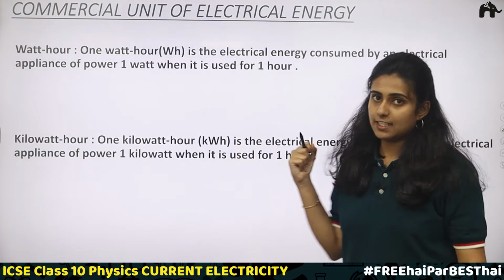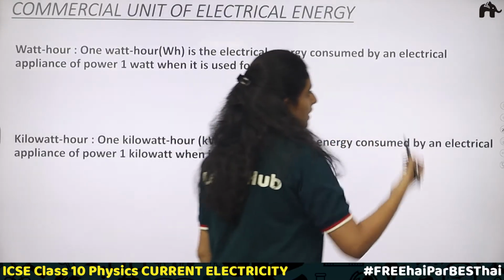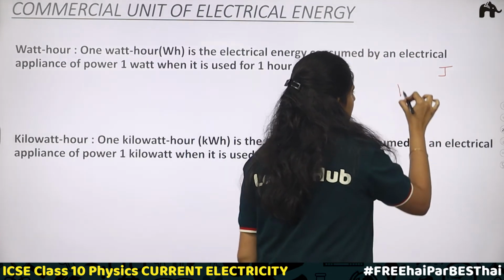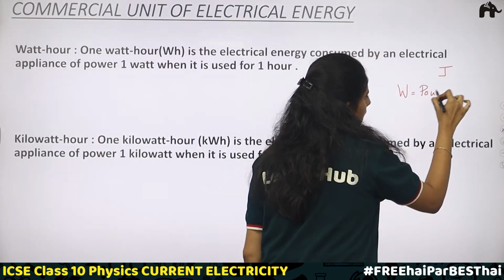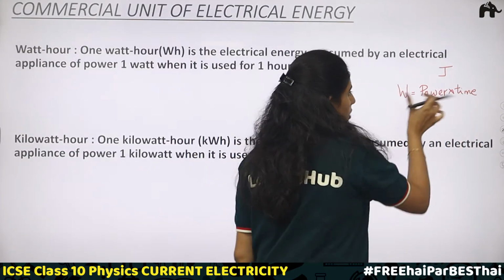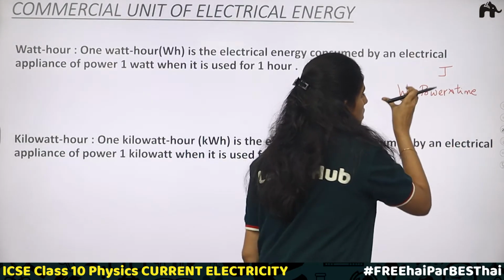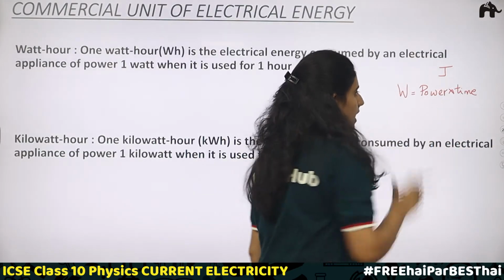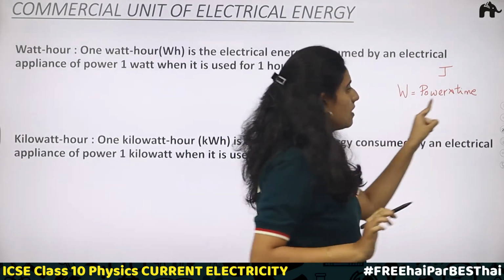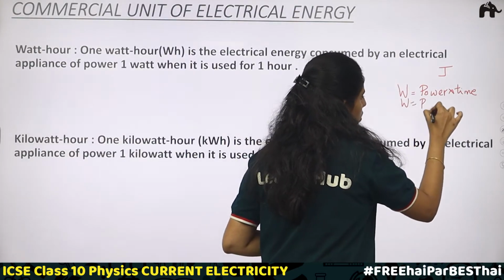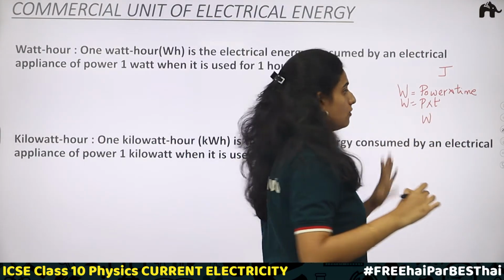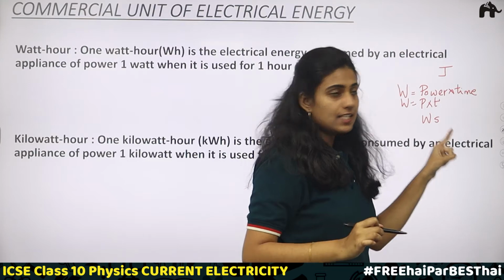Commercial unit of electrical energy. What is the unit of energy? We have studied that the unit of energy and unit of work is the same. Joules is the unit of energy. We know that electrical energy is power into time. How did you get this? We know that power is the rate of work done, work done by time. Then work done will be equal to power into time, and this work done is the energy. W is equal to P into T. Then what is the unit? Unit of power, we know, is watts, and the unit of time is seconds. Watt second is a unit of energy.